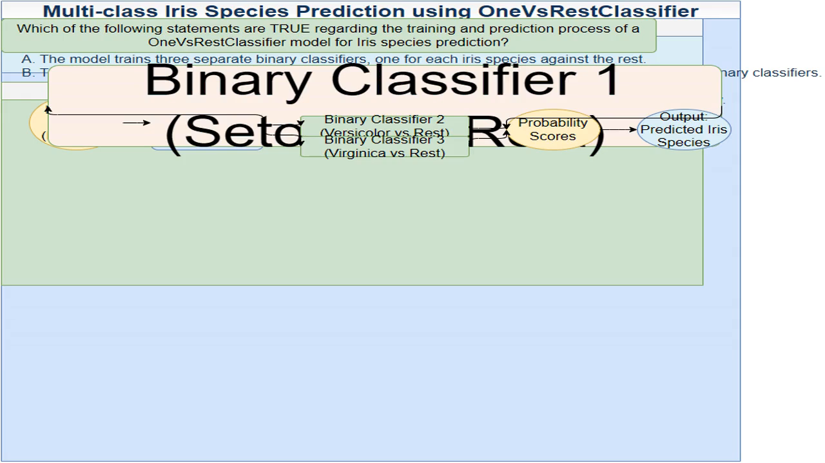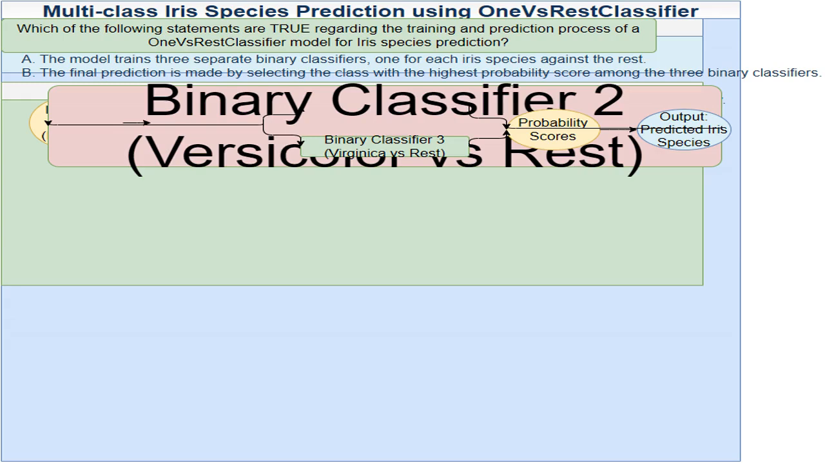Here's the magic. The 1vsRestClassifier creates three separate binary classifiers. This first one focuses solely on distinguishing iris Setosa from the other two species, versicolor and virginica. It learns the patterns that separate Setosa from the rest.